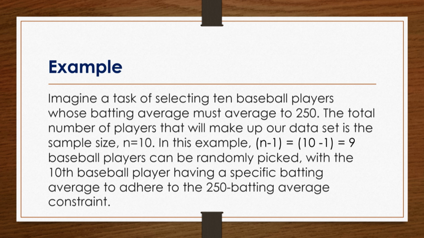Example. Imagine a task of selecting 10 baseball players whose batting average must average to 250. The total number of players that will make up our data set is a sample size n equal to 10. In this example, n minus 1 equals 10 minus 1, that is 9 degrees of freedom. Baseball players can be randomly picked, with the 10th baseball player having a specific batting average to adhere to the 250 batting average constraint.